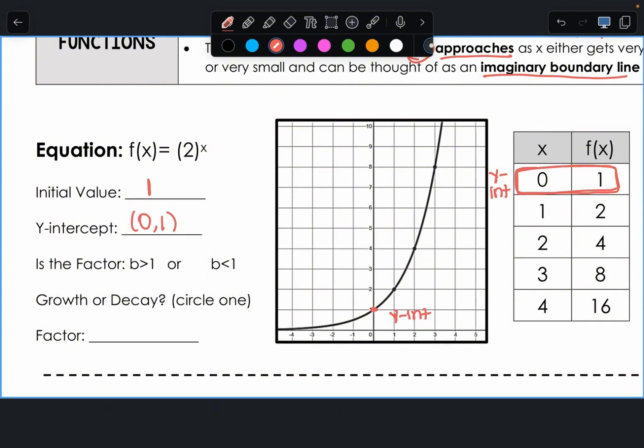The number in front of the parentheses. If there's no number in front of the parentheses, that automatically tells us that my number is what? 1. Okay? Now, my factor. Is that factor greater or less than 1?